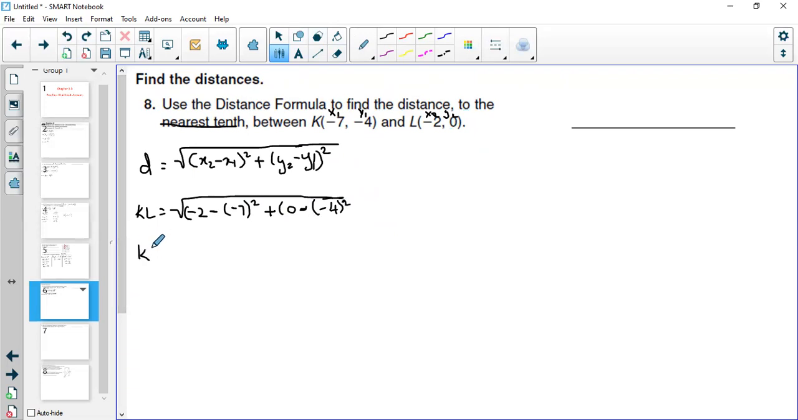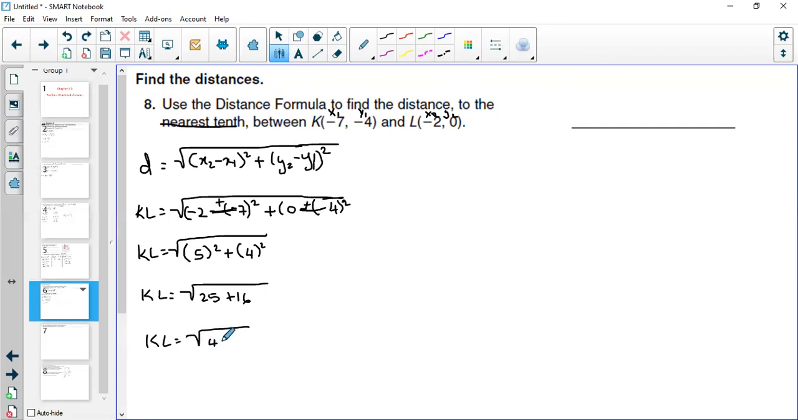Okay, so let's solve this part. But before we solve, we need to solve these two negatives. Negative into negative will give you positive. So that means -2 plus 7. Here also it's going to be the same. Minus minus will give you plus, which means 0 plus 4. So -2 plus 7 is going to give you 5. Plus 0 plus 4 is going to give you 4 squared. So KL is going to be equal to the root of 25 plus 16. So KL is going to be equal to the root of 41.